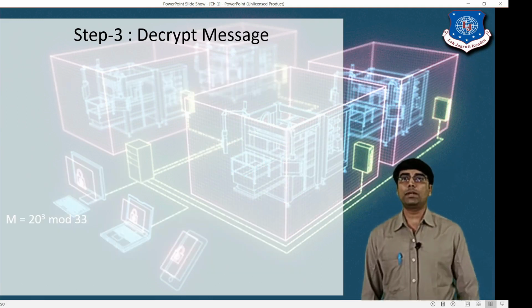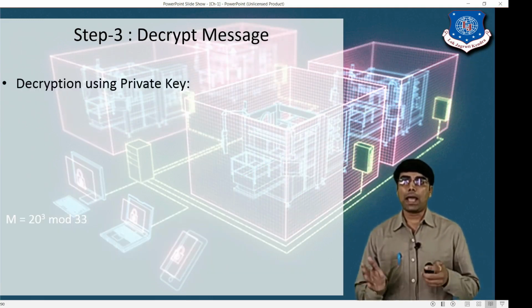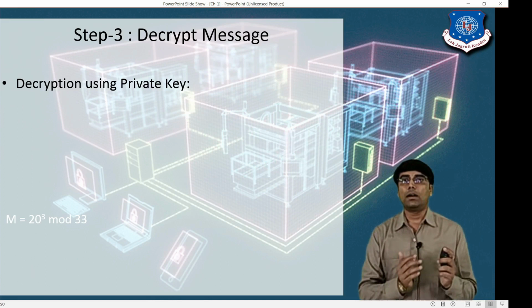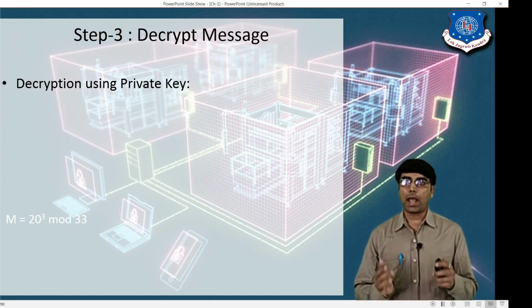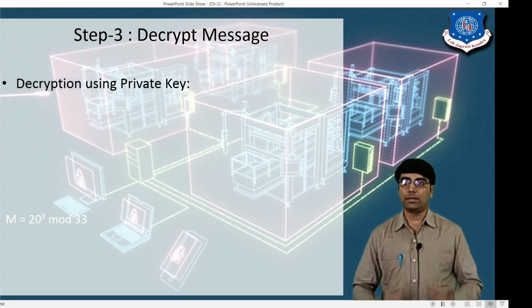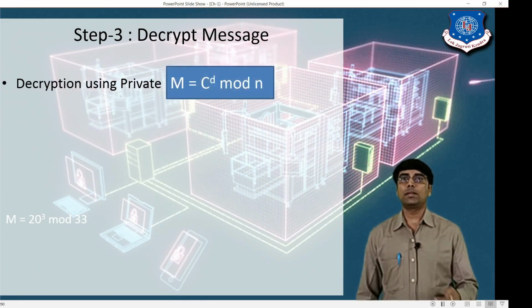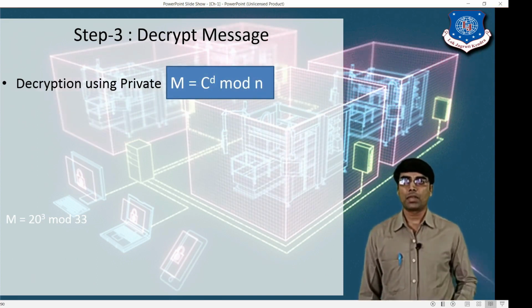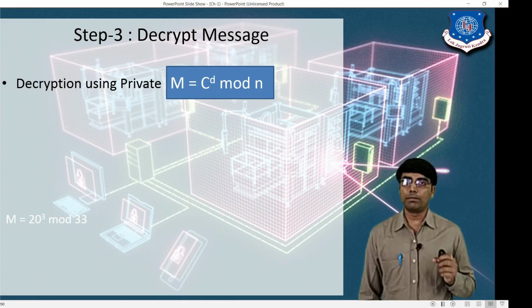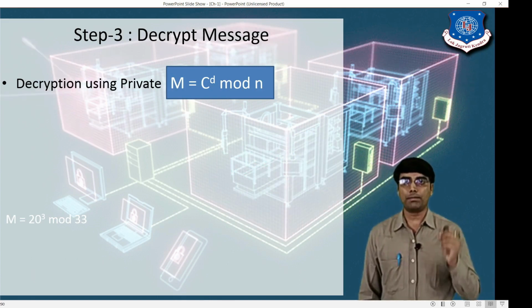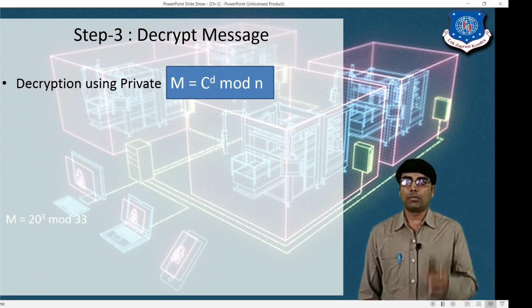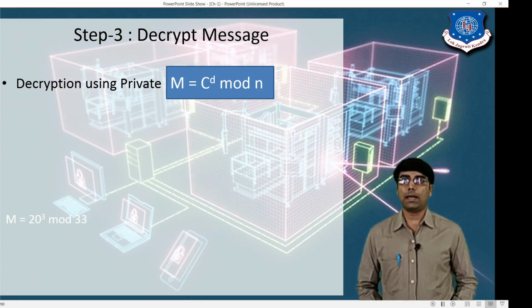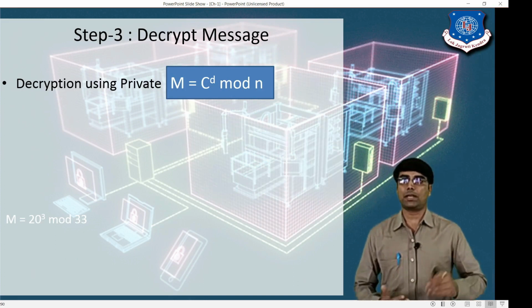Now how to perform the decryption? Now Alice sent this message to Bob. Now Bob wants to decrypt this message. So decryption uses the private key. The private key is known only by Bob, because Bob's private key is known only by Bob, and the private key of Alice is known only by Alice, because the private key is not shareable.